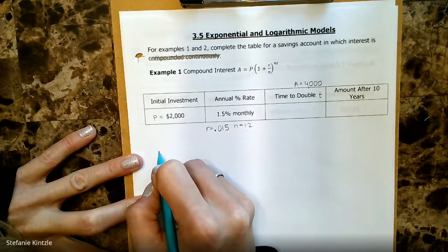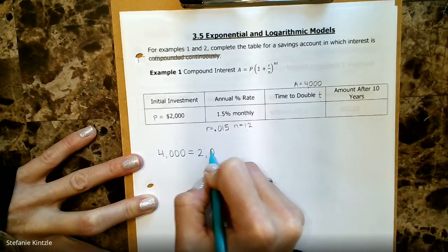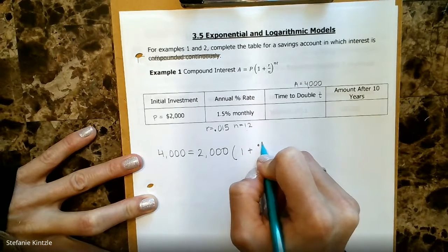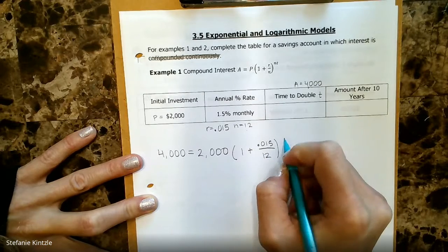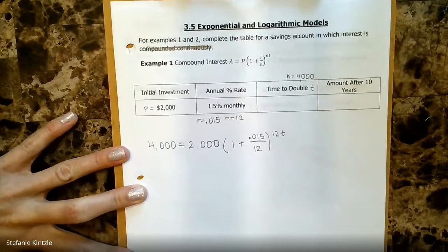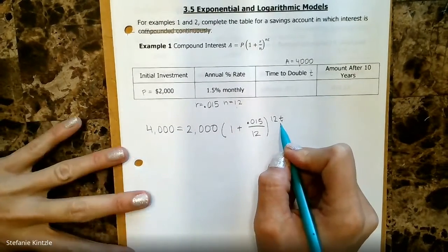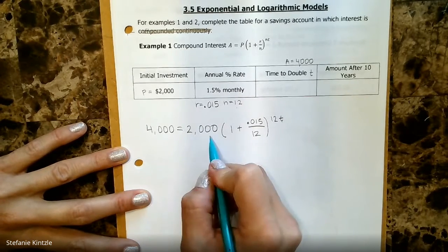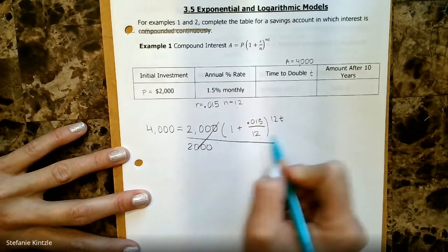So let's plug all of those values in. 4,000 equals our initial investment, 2,000, times 1 plus 0.015 for r over 12 raised to the 12 times t power. And now we're just solving this equation for t. So we've done a lot of work like this in the last two sections. So first thing we're going to do is divide this by 2,000 so that we can isolate the exponential part here.